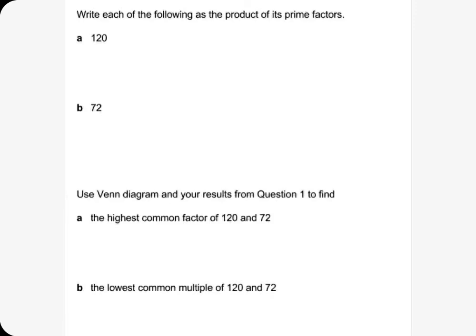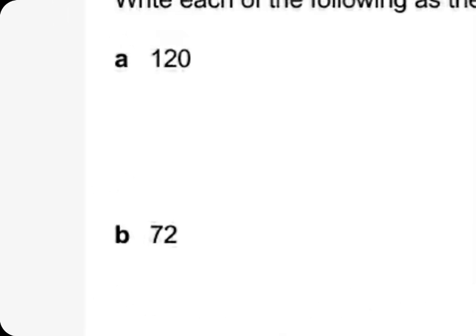In this presentation we're going to talk about Venn's diagram and how we use it to find the HCF and LCM of numbers. Now in this question, he wants us to write the following as a product of prime factors, or of its prime factors. So this is the first step we do.